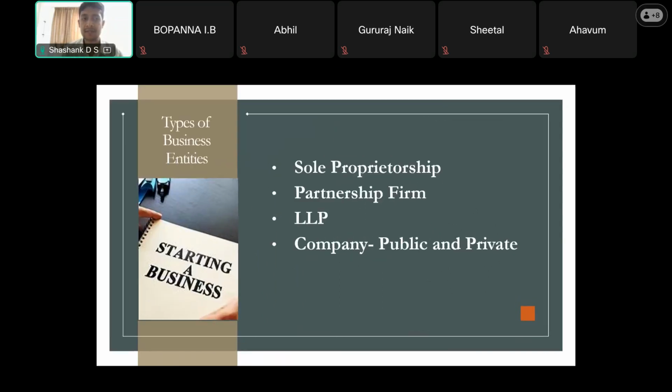As I mentioned, there are various business entities. One is sole proprietorship, second is partnership firm, third is LLP, and fourth is a private limited company and a public limited company. Usually a private limited company is the ideal situation for any new business being set up. After reaching a certain stage, like raising various rounds of funds from investors, the company will usually convert itself into a public company by listing itself on a recognized stock exchange like NSE and BSE.